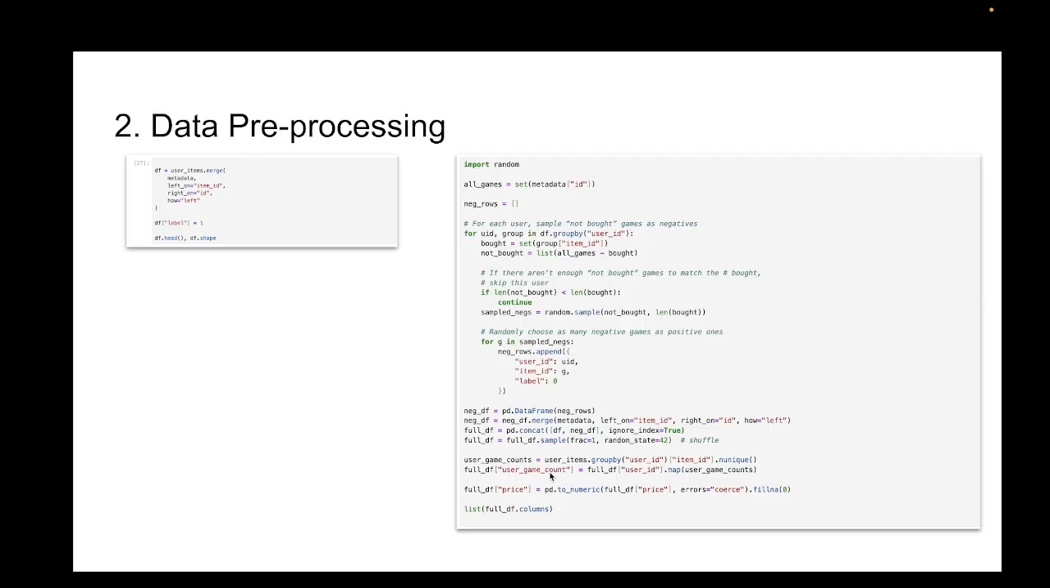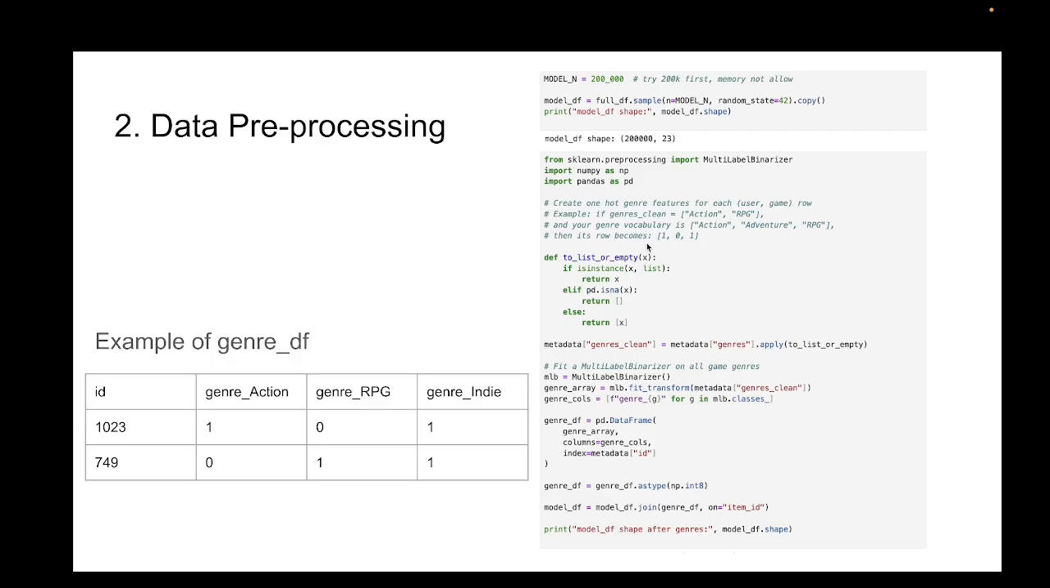Here we are adding the number of unique games per user to the data frame. Here is how I process the genre features for each game.